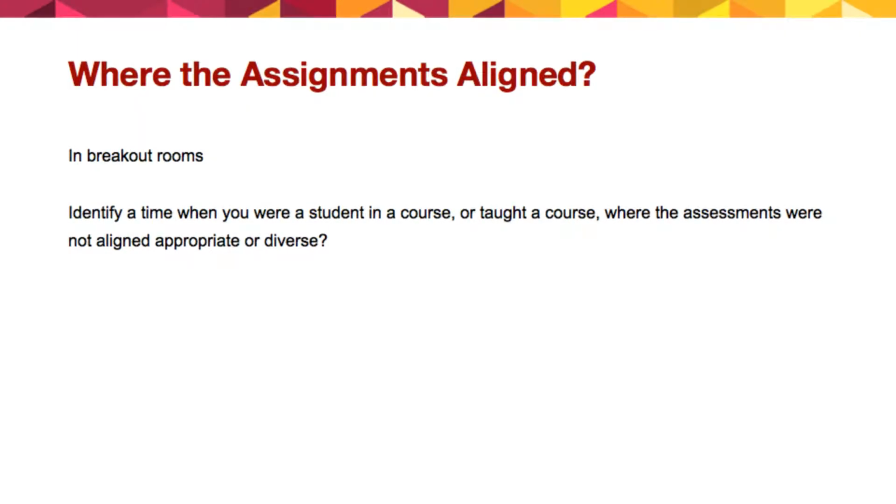The first thing I'd like you to do is I am going to put you into breakout rooms, and I would like you to identify a time when you were a student in a course or taught a course where the assessments were not aligned appropriately or in a diverse way. You could be a student, or you could be teaching and say, oops, I should have done this or done that. So I'm going to set you up in the breakout groups right now. You're going to have about 10 minutes for that.